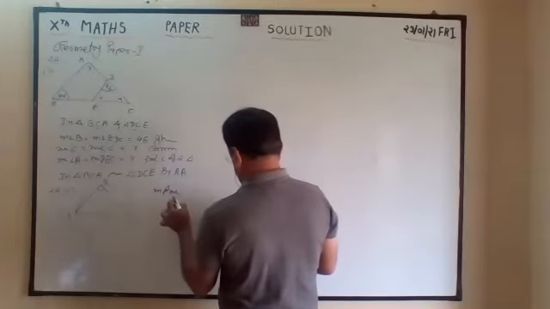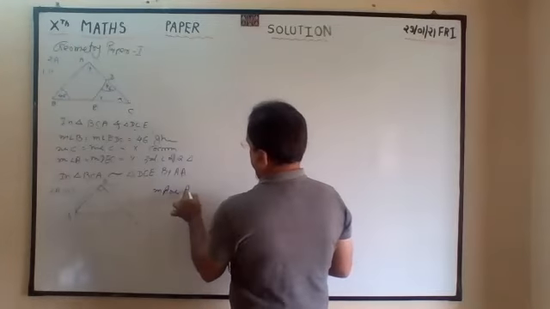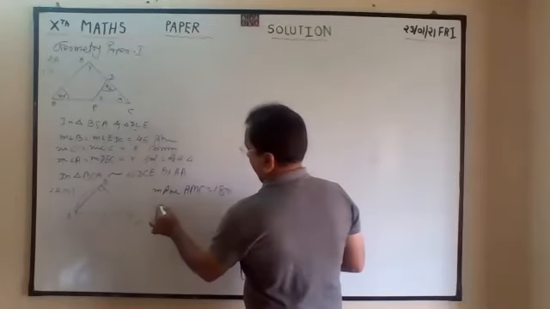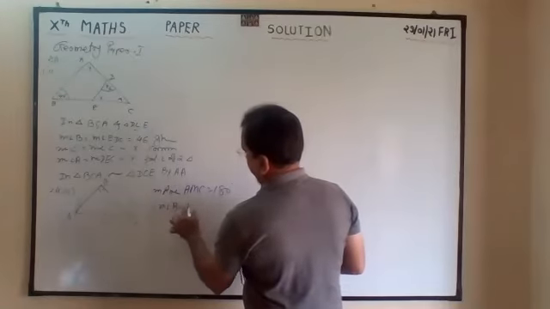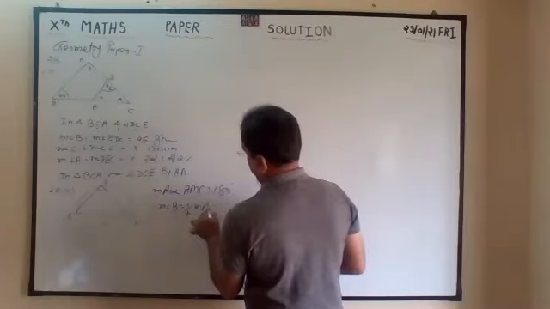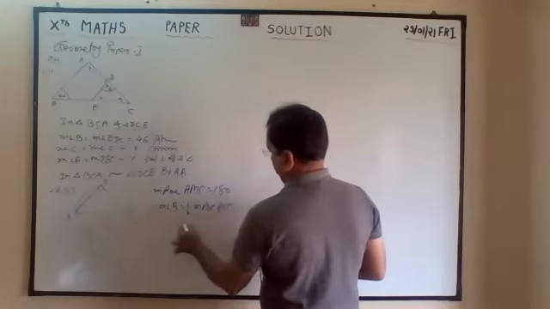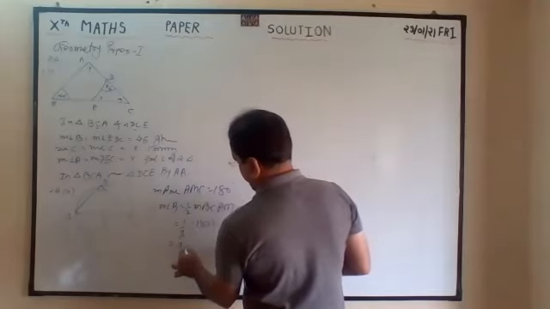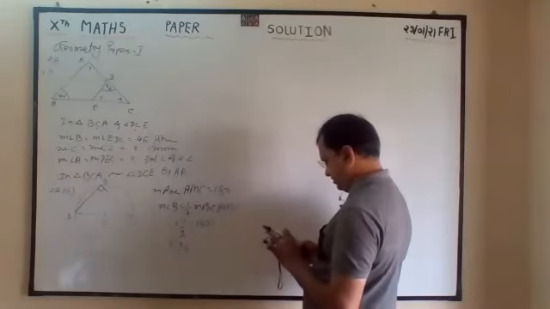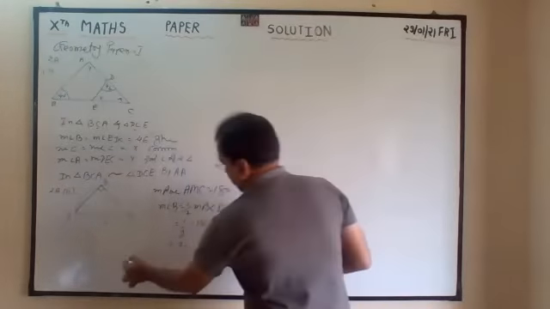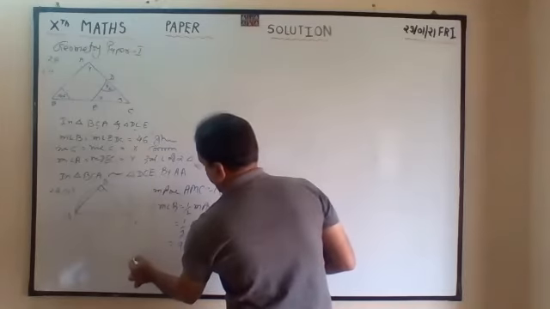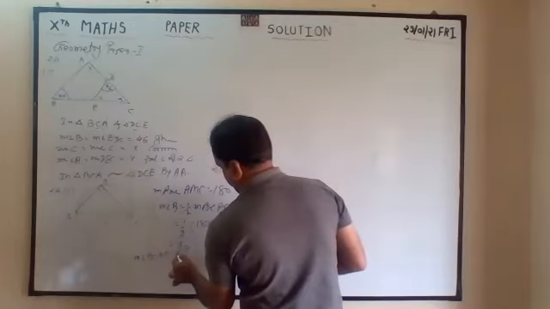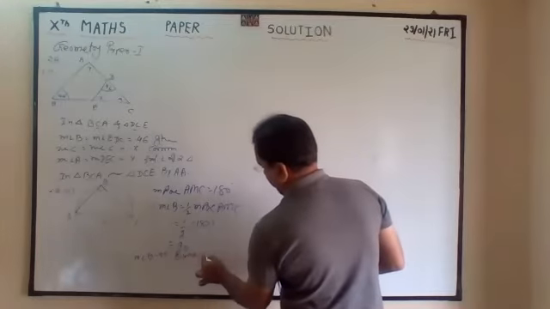Measure arc AMC. It is given 180. Therefore, measure angle B is equal to half of measure arc AMC, which is half of 180, equal to 90 degrees. Therefore, measure angle B is equal to 90, a right angle.